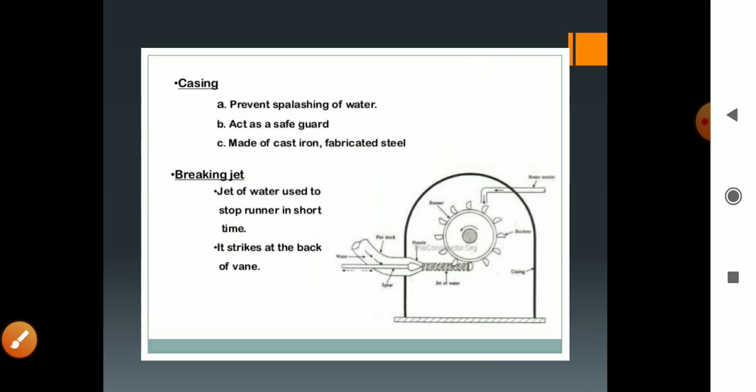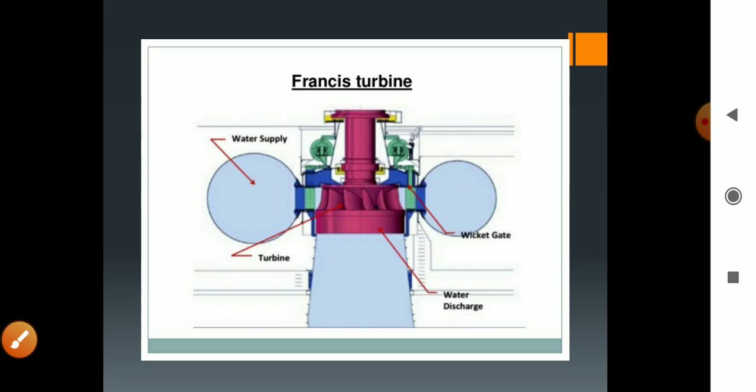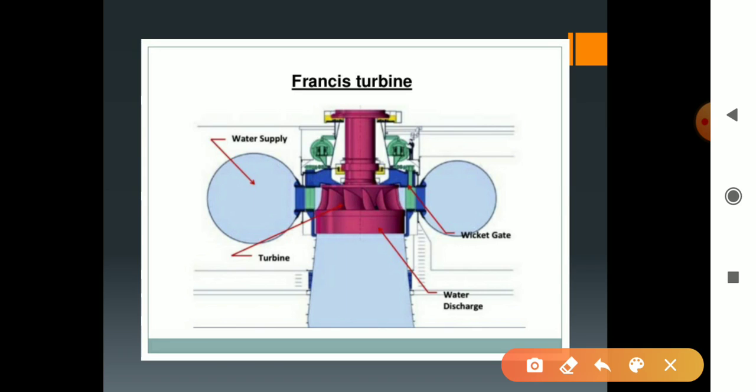Okay, so we have discussed all about the Pelton turbine. So the next turbine here is known as the Francis turbine.